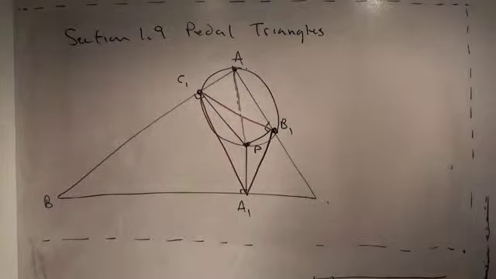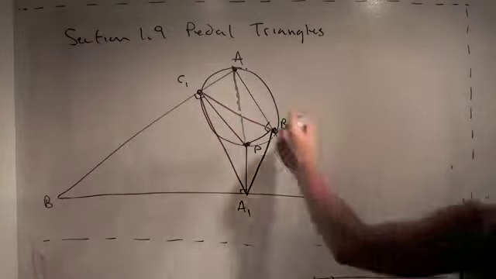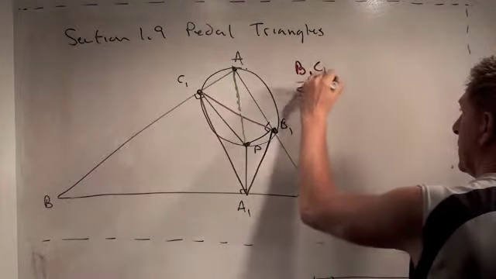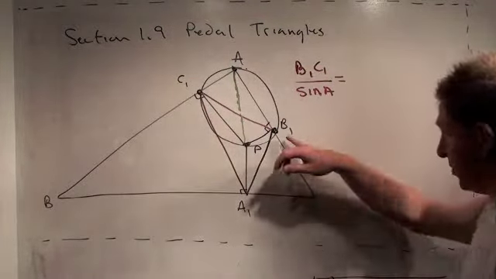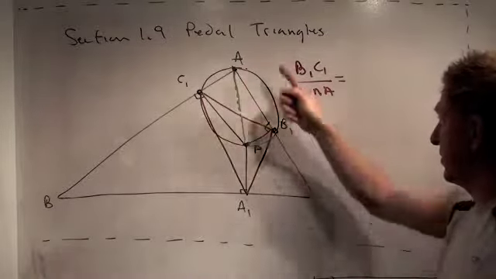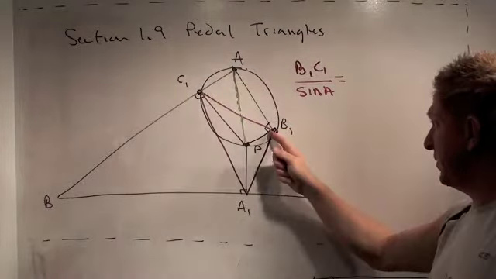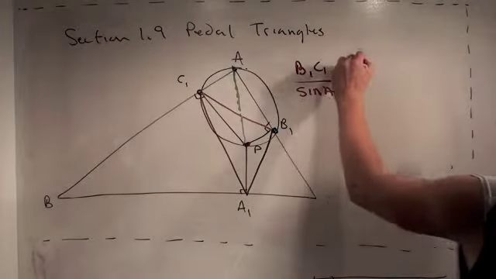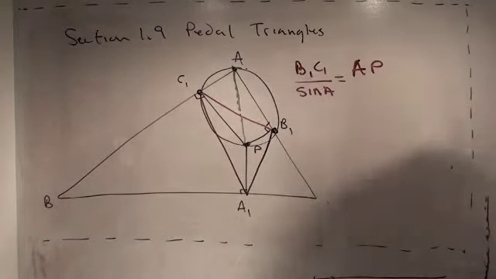And we know from our extended law of sines that B1C1 over sine A equals 2 times the radius of the circumscribed circle. So for triangle A, C1, B1, it's 2 times the radius of the circumscribed circle. Well, that just happens to be AP. Well, that's nice to know.